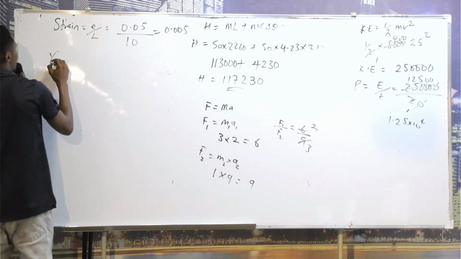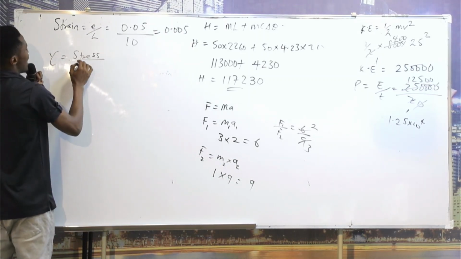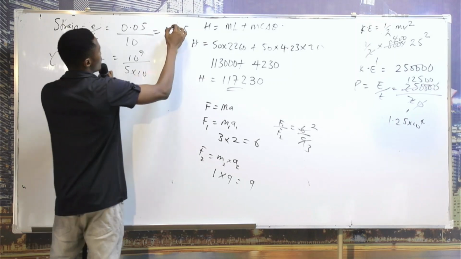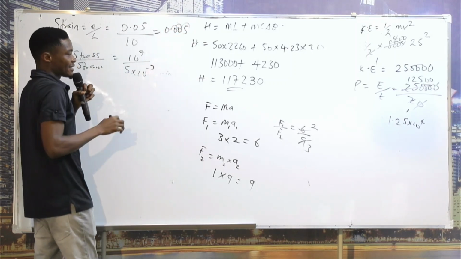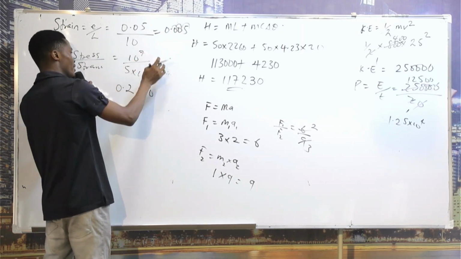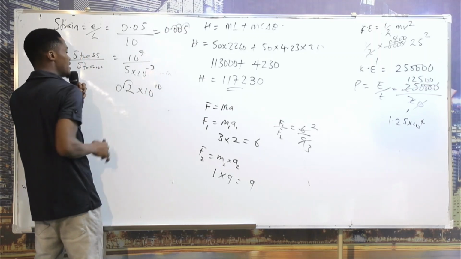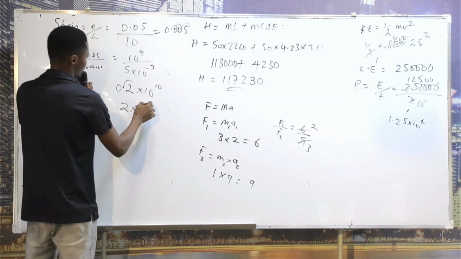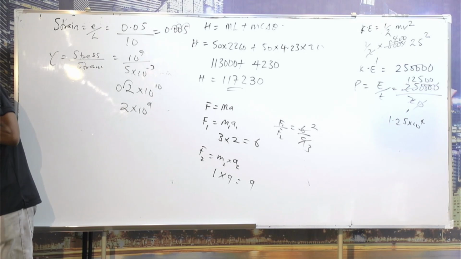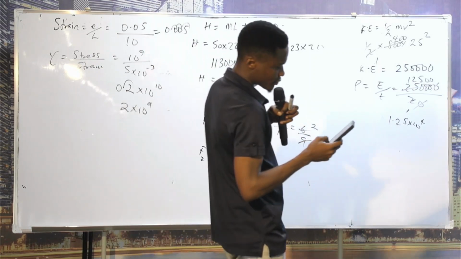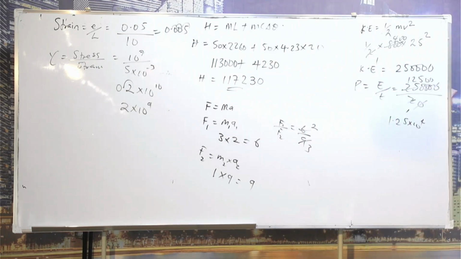0.005. Then Young's modulus is stress over strain, which is 10 power 7 over 5 times 10 raised to power minus 3. 1 over 5 is 0.2, times 10 raised to power 7 plus 3, which is 10. Move this by 1, and we have 2 times 10 power 9 Newton per meter squared. Option D, right?